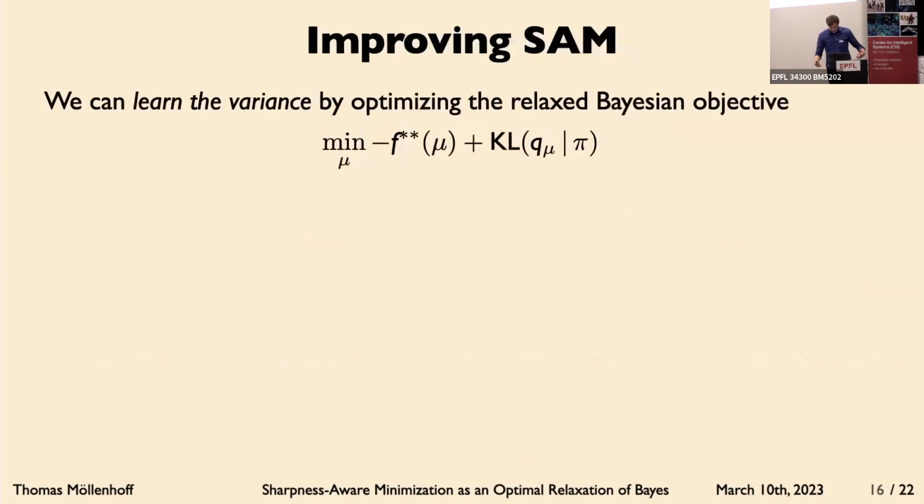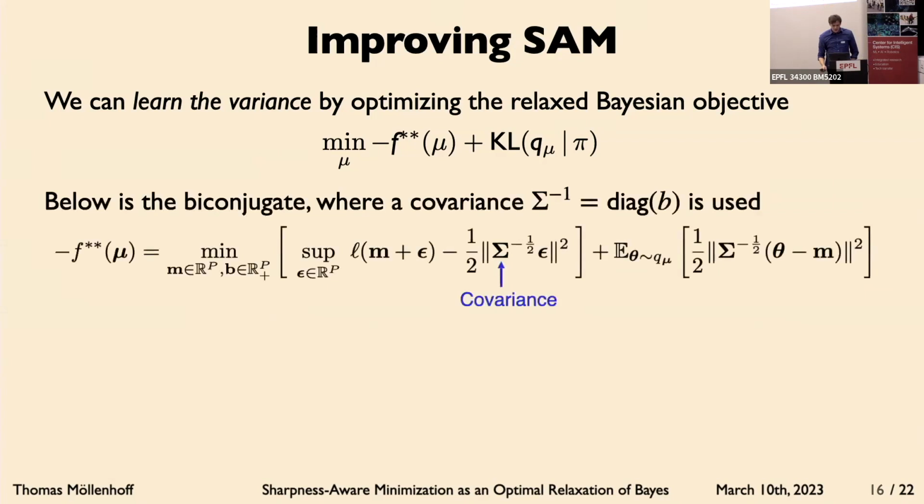So we've seen the very surprising connection, or at least I found it surprising, between the Bayesian objective and the SAM objective. But now we can also use this theoretical insight to further improve SAM. So now we can actually learn the variance, this parameter, by just optimizing our relaxed Bayesian objective. And there are several ways to optimize such a cost function. The main challenge is of course this biconjugate function. It's very hard to compute gradients of this biconjugate function. So here's an analytical expression for the biconjugate that we derive in the paper.